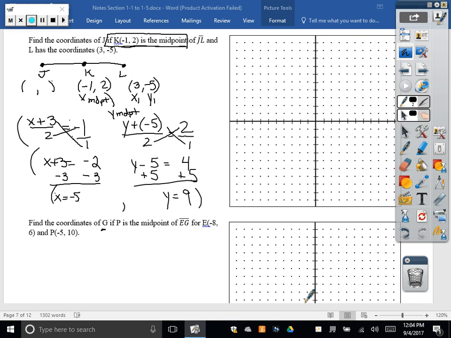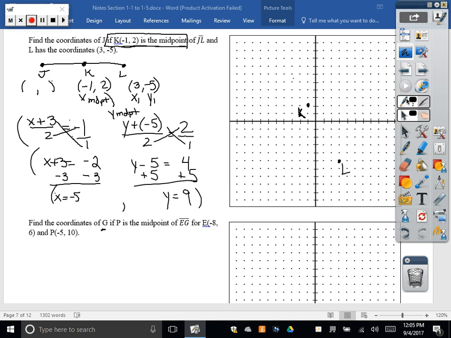But if I graph the 2 points, 3, negative 5, 1, 2, 3, 1, 2, 3, 4, 5, right there, that is going to be my point L. My midpoint is at negative 1, 2. And on the last problem, that's K. I told you to make sure that your final answer makes sense with what you're doing. So if I get a point way over here, there's no way that point can be on this line segment, or this line. It's got to be somewhere up in here that we're looking for.